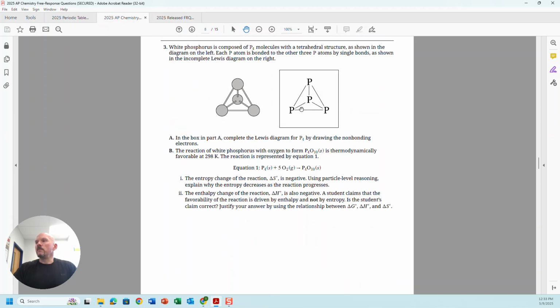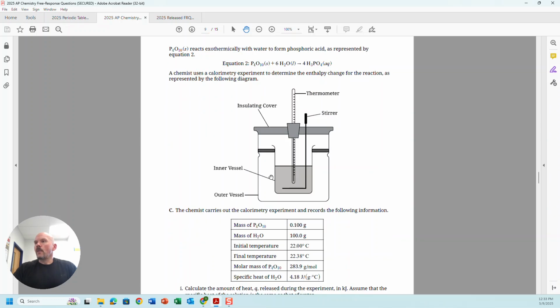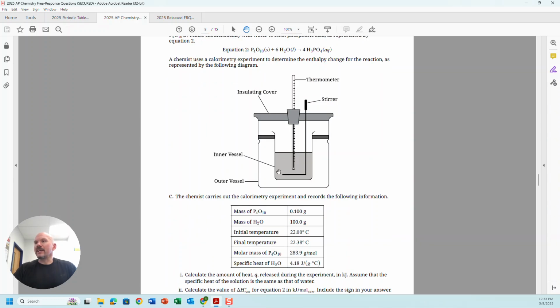So we went from dot structure, so AP unit 1, to thermodynamics, AP unit 6. And then here we got, looks like calorimetry. So our unit 3 when we do calorimetry, okay?